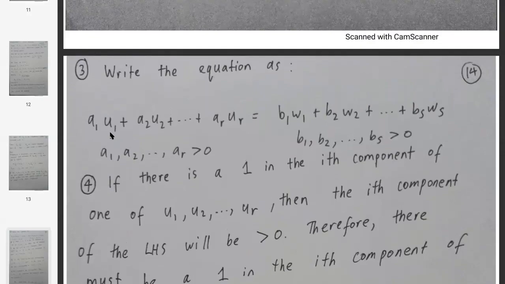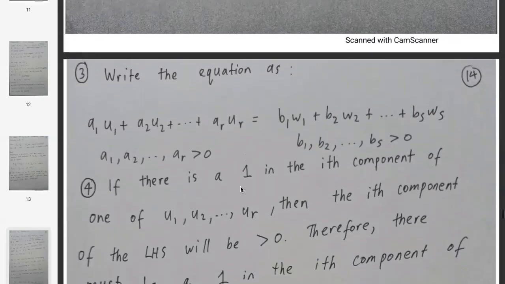Okay, so how do we do that? So what does the union of a set of sets correspond to in terms of the characteristic vector? An element belongs to a union of some sets if and only if there is a one in that component of one of the vectors of the sets. Okay, so first we'll show that if there is a one in some component of one of the vectors u1, u2, ur, then in that precise component there must be a one in one of the w1, w2, ws. Okay, is that clear?